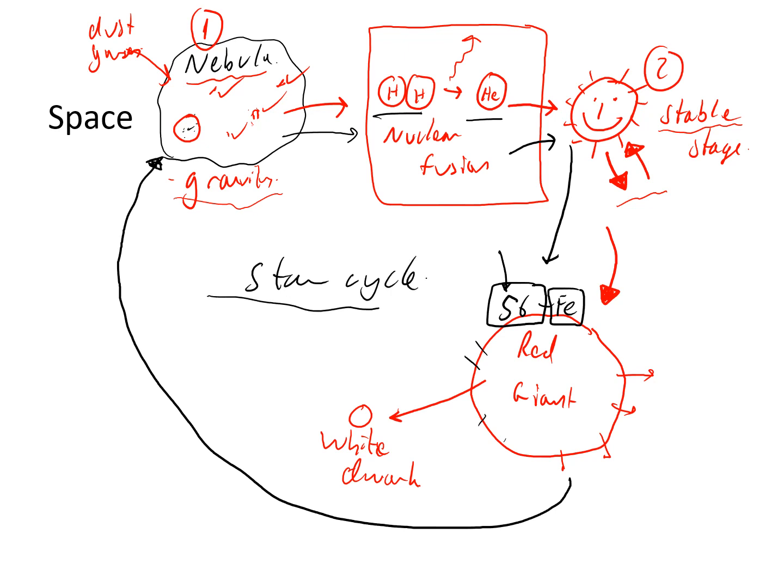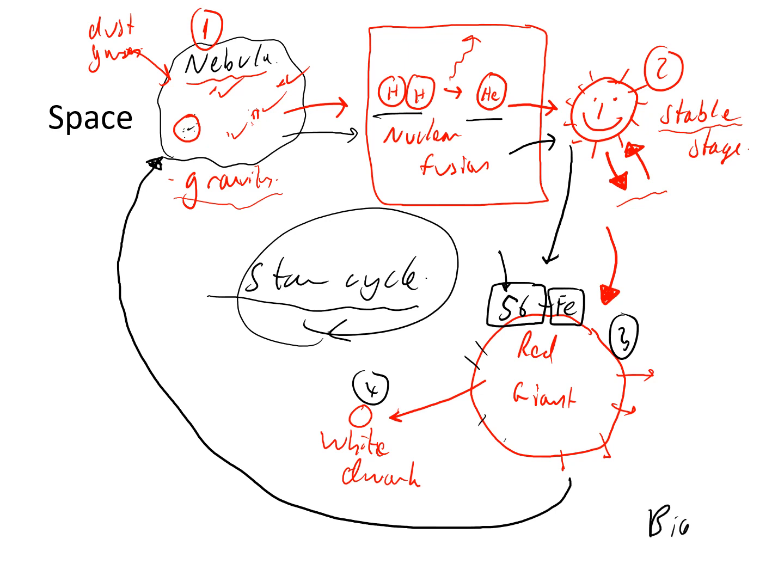Now, this is what we think happens for a normal small star like our one over here in number 2. So we go nebula, nuclear fusion, the stable stage 2, the red giant 3, and the white dwarf 4. And back around the cycle again and again. However, what happens to bigger stars? And bigger stars burn faster. They last less time because they're burning so much hotter. We're coming on to that in a minute.